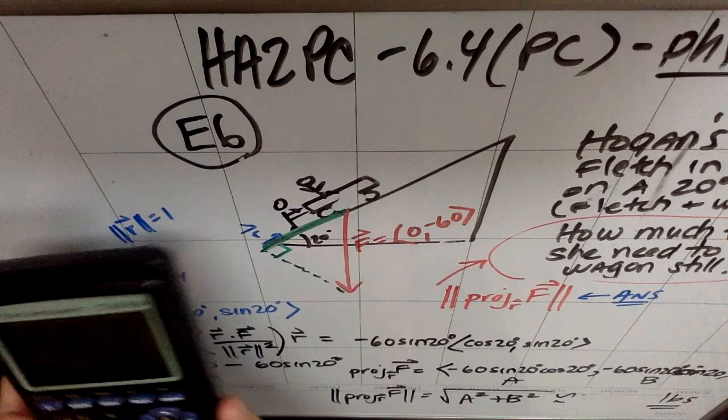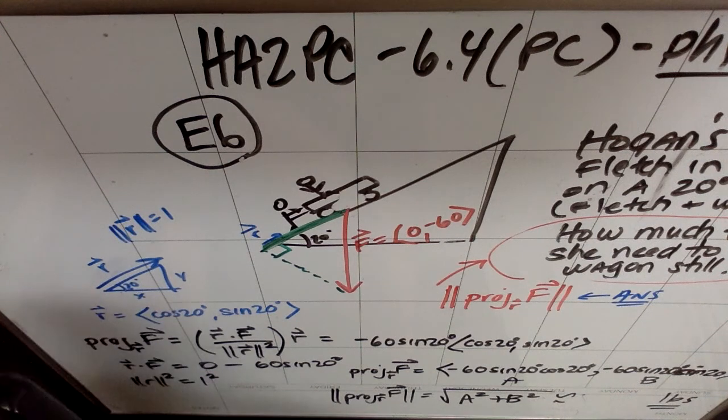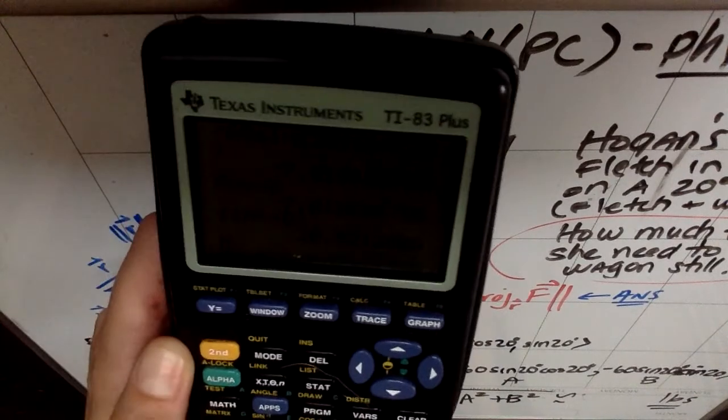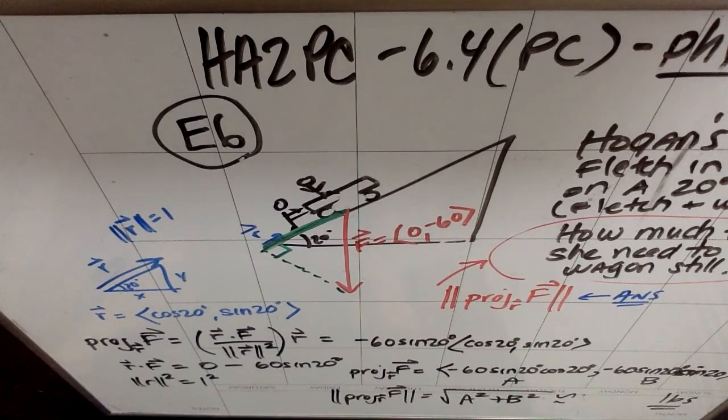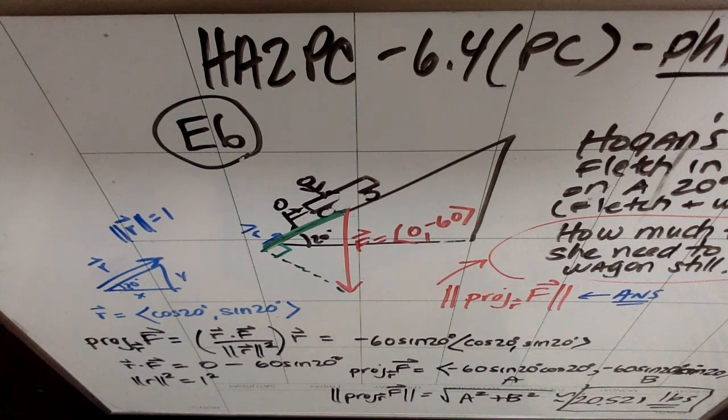And so now, I have my A and my B. I type in the square root of alpha A squared plus alpha B squared. And I'm going to get that I have to push with 20.521 pounds of force. That's how hard I have to push. So even though I'm pushing something that weighs 60 pounds, I only need to push with 20.521 pounds of force just to keep it stationary.